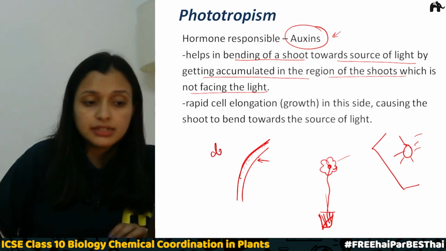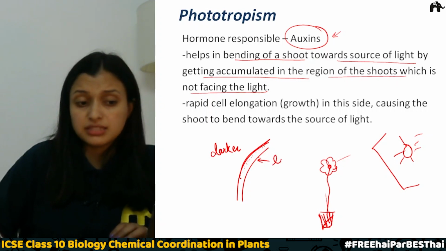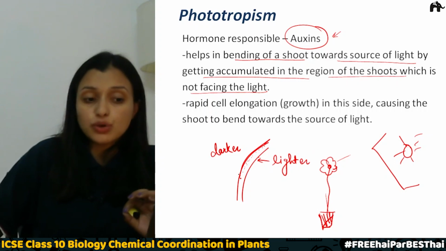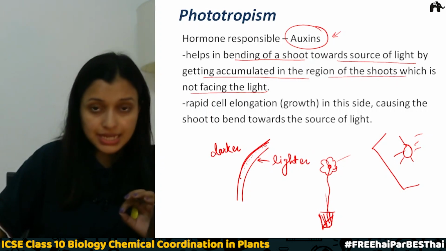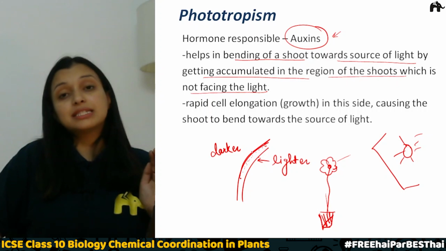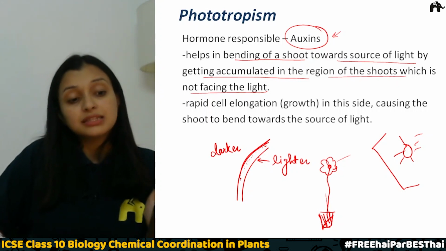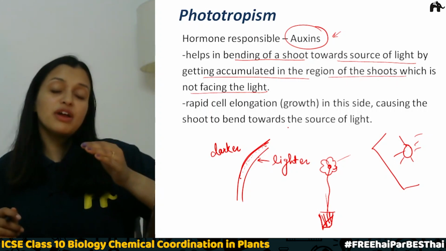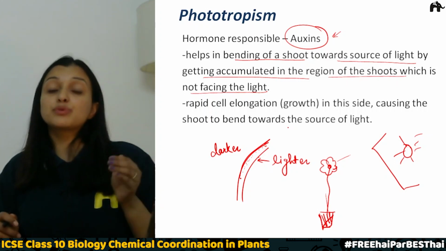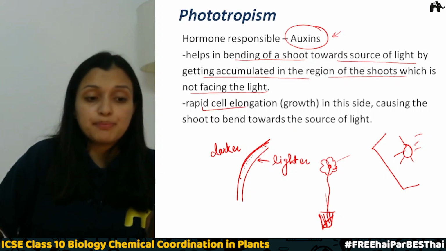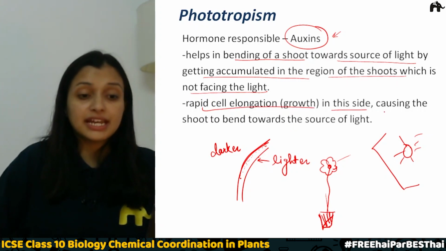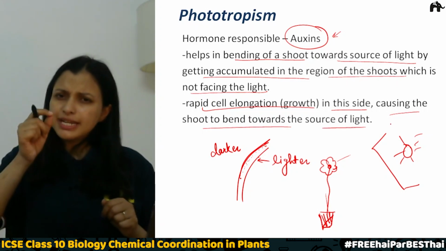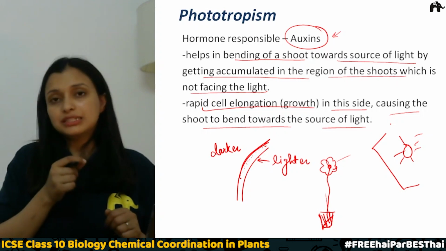This is the darker side of the stem, if in simple words I write, and this is the lighter part of the stem. If the auxins come towards the darker side, in the darker side the cell elongation will be more, and hence this particular stem will tend to bend towards the source of light. So this is how auxins promote cell elongation. There is rapid cell elongation or growth on this side, causing the shoot to bend towards the source of light.